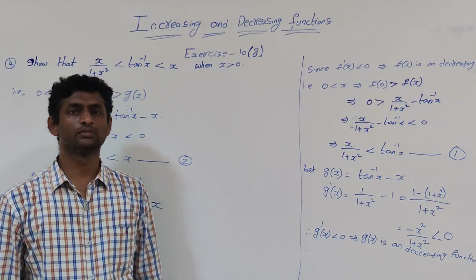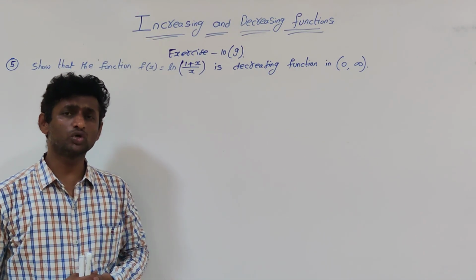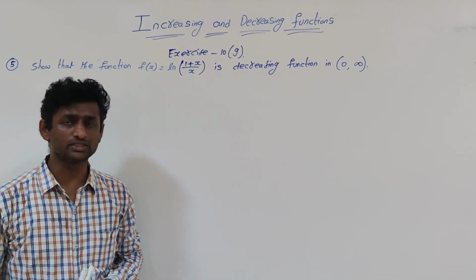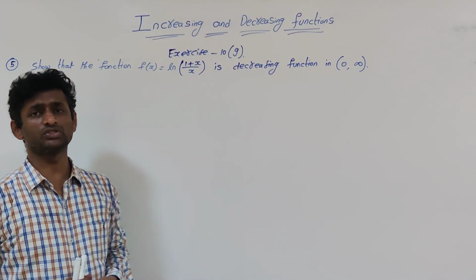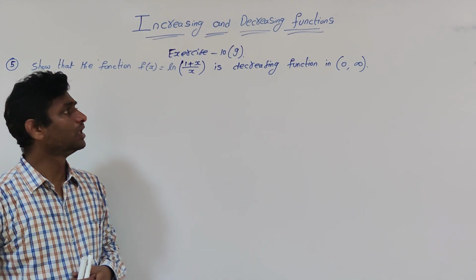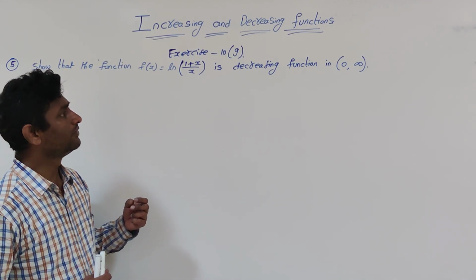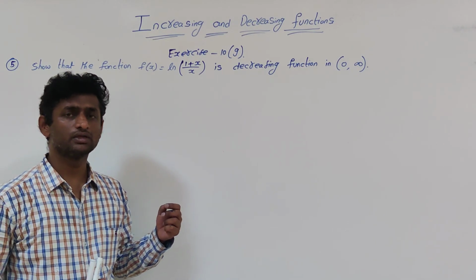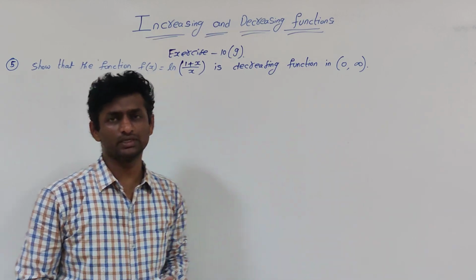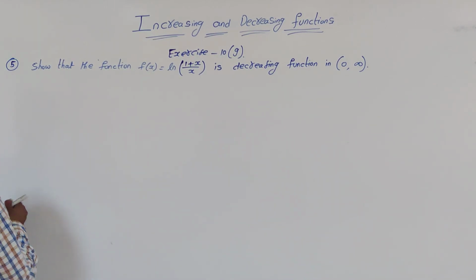Next problem. Show that the function f of x is equal to ln of 1 plus x by x is a decreasing function in 0 to infinity. We have to show that it is entirely decreasing in 0 to infinity. So we'll see the solution.